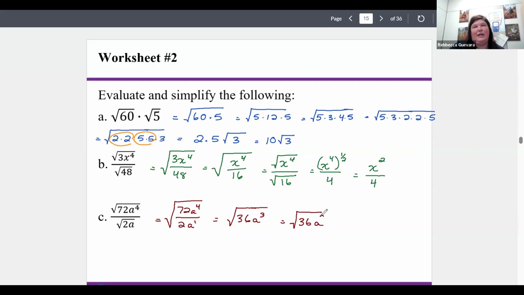Well, that can break down to a squared times a to the first power, right? Because if I multiply those, I'm going to add those exponents. So what we have here is the square root of 36, the square root of a squared, and the square root of a. 36 is going to be 6. The square root of a squared is going to be the absolute value of a, and then we still have that square root of a.